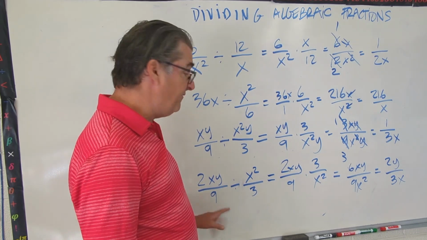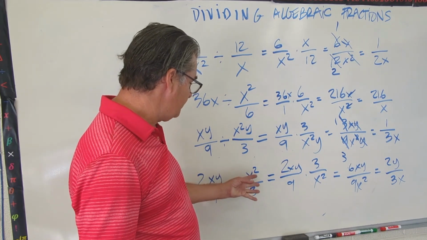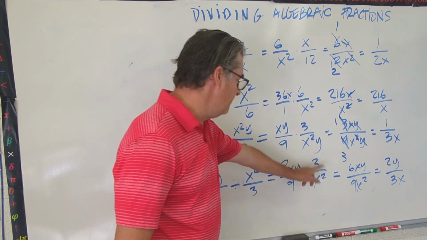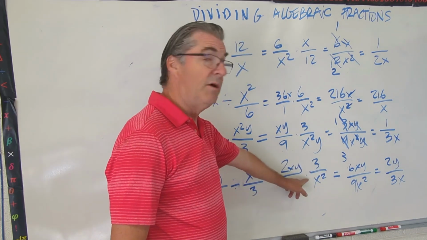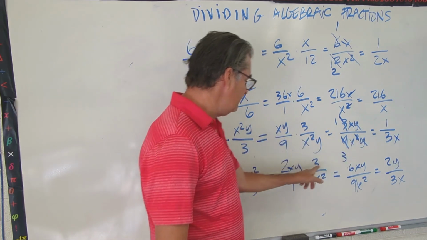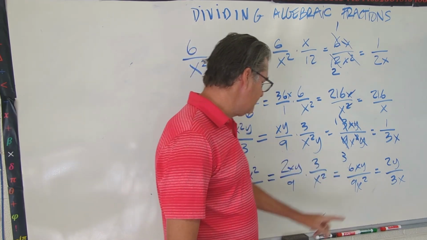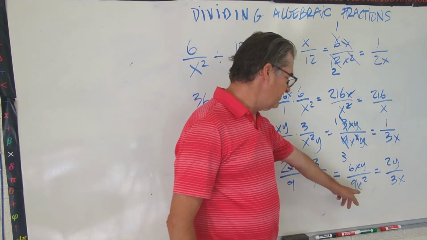This one's pretty straightforward. I flipped my second fraction. So instead of x squared over 3, I have 3 over x squared. Change my divide to a multiply. Multiply straight across. 3 times 2xy is 6xy. 9 times x squared is 9x squared.